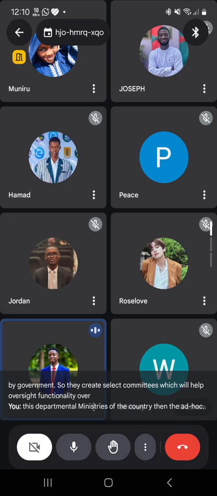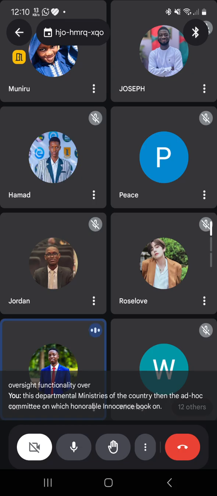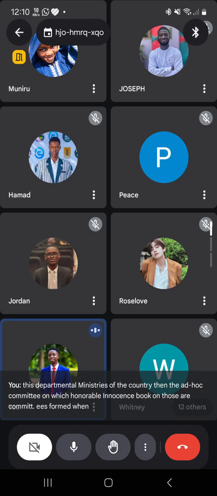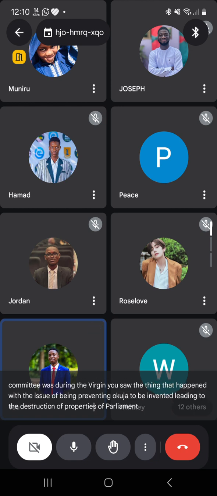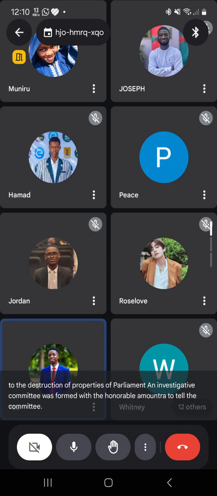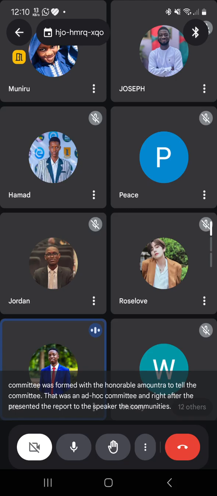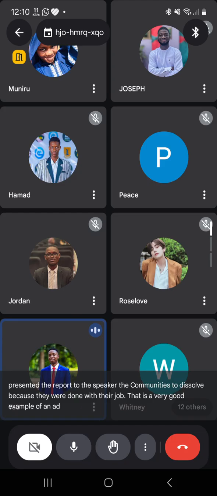Then the ad hoc committee, on which Honorable Innocent spoke. Those are committees formed when relevant and dissolved after their report is presented. One example of such an ad hoc committee was during the vetting. You saw what happened with the issue of them preventing Okujeto from being vetted, leading to the destruction of properties of Parliament. An investigative committee was formed with the Honorable Emmanuel Bedra to chair it. That was an ad hoc committee. And right after they presented their report to the speaker, the committee dissolved because they were done with their job. That is a very good example of an ad hoc committee.